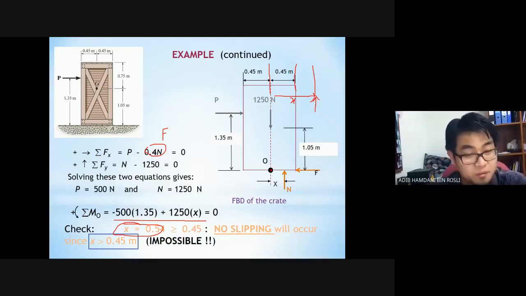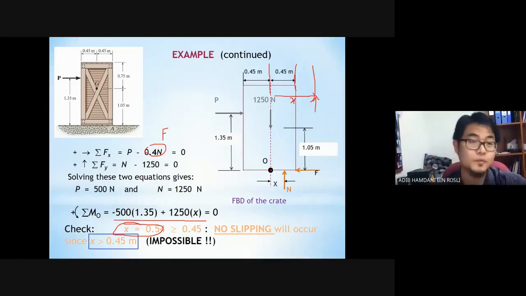So what does it mean by this? By this calculation, what kind of conclusion can you conclude? It means that slipping does not occur. Understand that? Because when you do this, although you got those values, when you got your X, you see that your X is actually bigger than the line itself. It cannot be. It simply means slipping does not occur first. In this case, slipping does not occur, right?